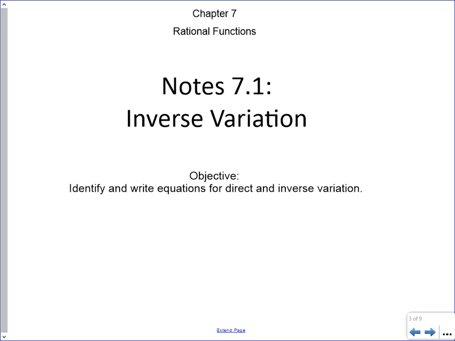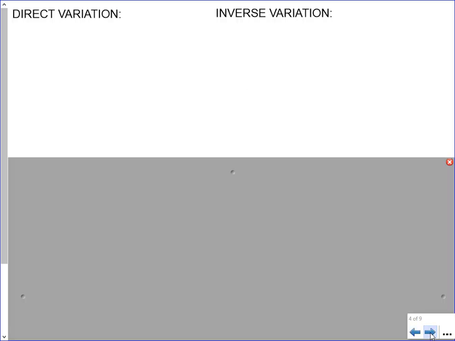So we're actually going to look at both, but more focus in our book is going to be on the inverse variation because that will lead us into the main topic of chapter 7, which is rational functions. And we'll talk more about rational functions tomorrow when we get done with inverse variation. Okay. So the first thing we want to do is take some notes about direct versus inverse variation. Okay, so like I said, direct is something you should have seen in Algebra 1.